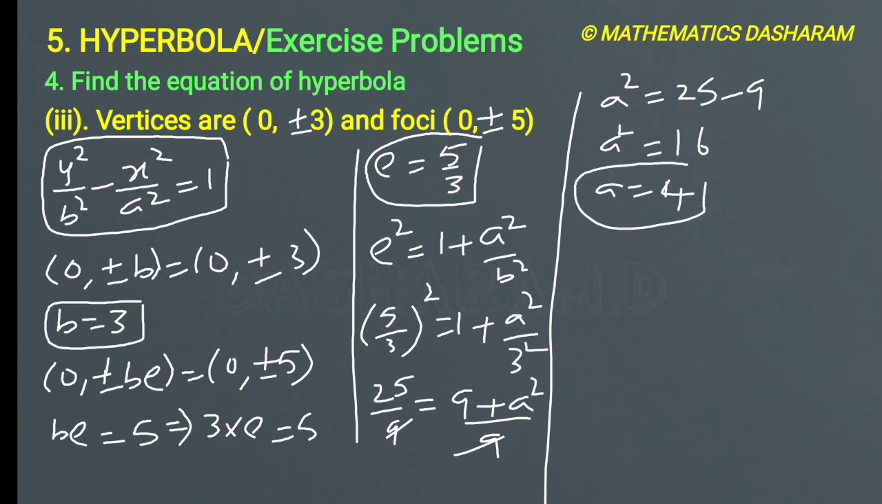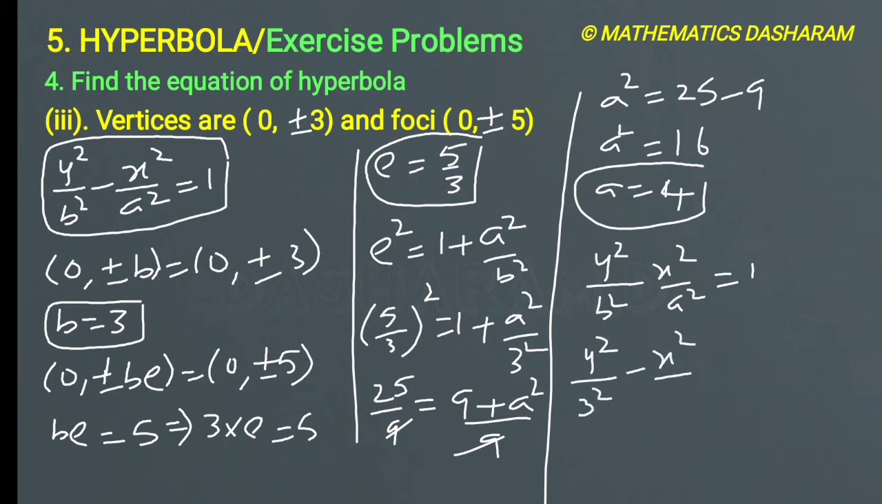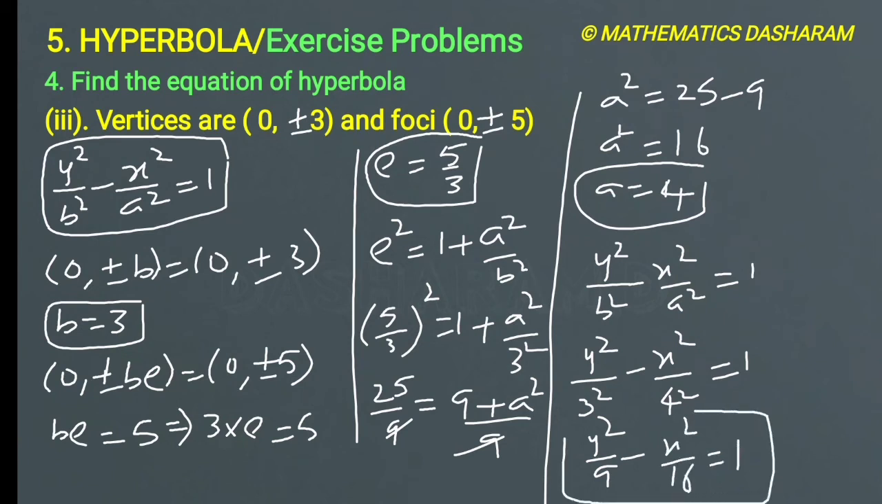Let's substitute these a and b values in the standard form of a hyperbola, y square by b square minus x square by a square equals 1. y square by b square, 3 square, minus x square by a square, that is 4 square, equals 1. So y square by 9 minus x square by 16 equals 1 is our required equation of the hyperbola.